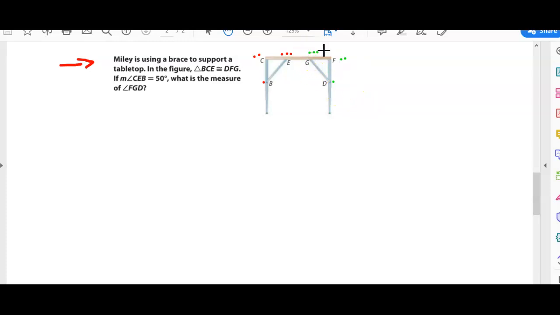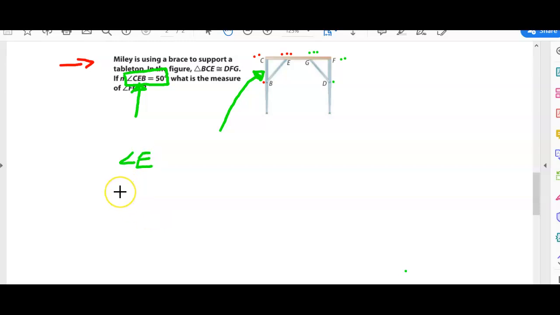All right. Now, if angle CEB is 50 degrees, which one is 50 degrees? They're saying CEB. So something on this side is 50 degrees. And hopefully you guys recall that the angle that they're referring to is the middle one. So angle CEB is the same as just calling this angle E.